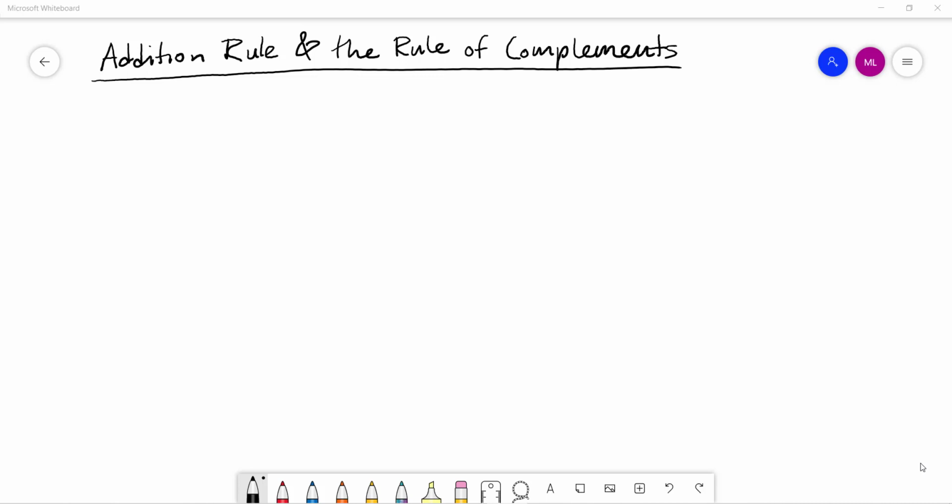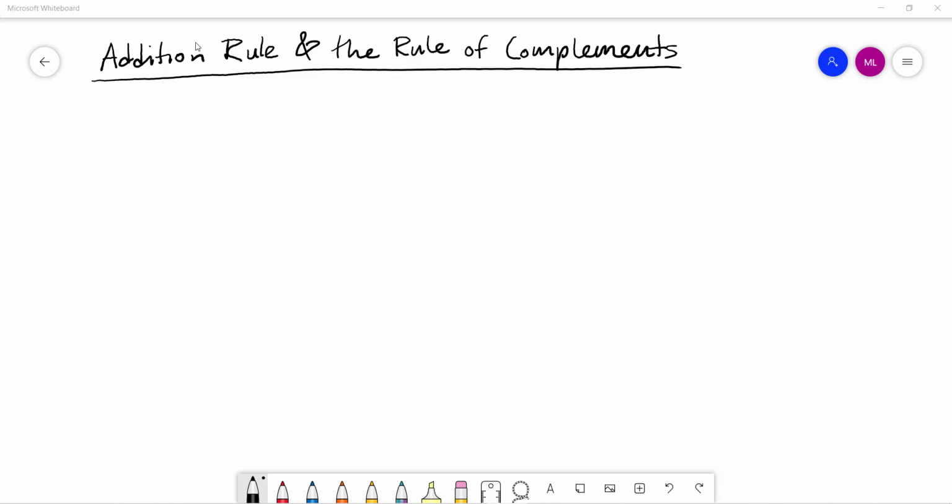This video is going to focus on two main concepts. The first is something called the addition rule, and the second concept will be something called the rule of complements. They're sort of separate but similarly important rules that we're going to need to handle probabilities.